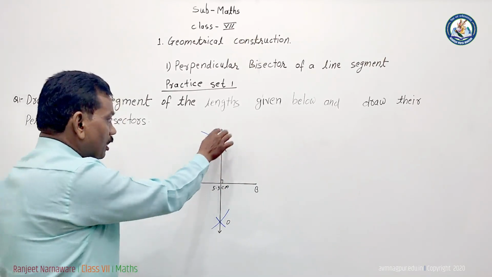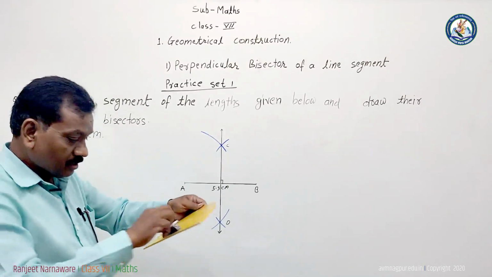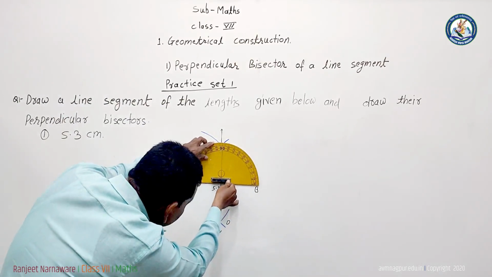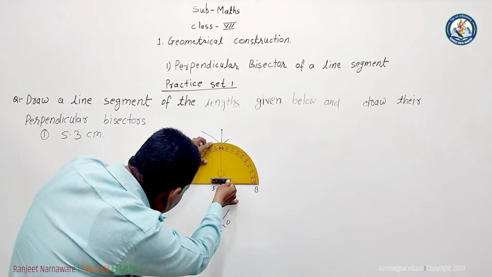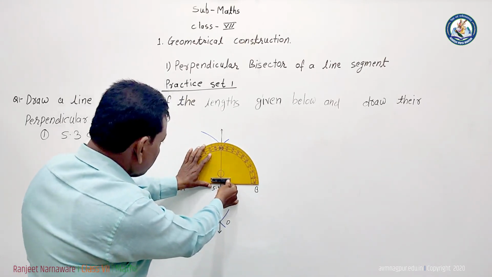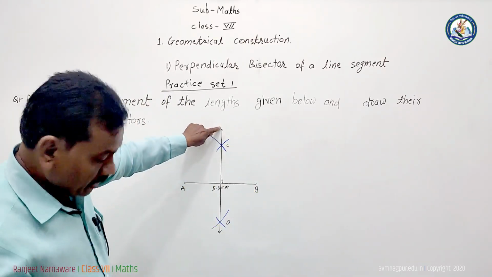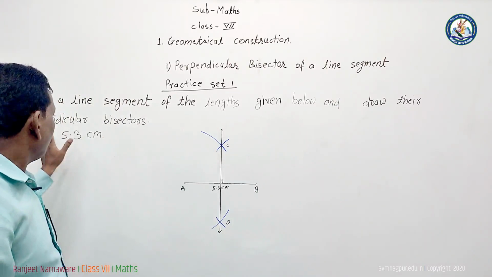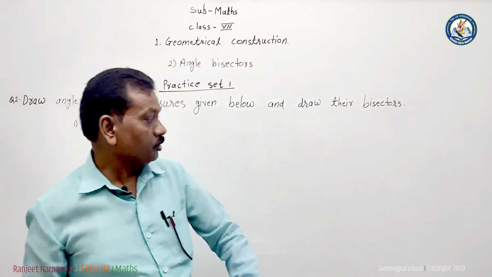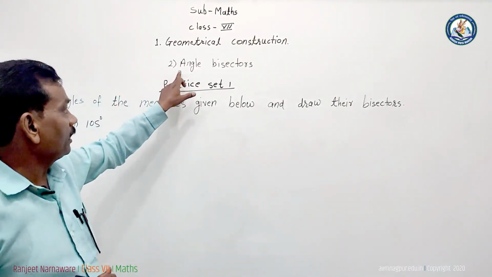Then confirm whether it is perpendicular or not. To do this, use the protractor. Keep the protractor like this, and the drawn segment must pass through 90 degree. You can see that it is passing through 90 degree, means that this line is nothing but a perpendicular bisector of a given line. Now come to question number 2 and our topic number 2, angle bisectors.